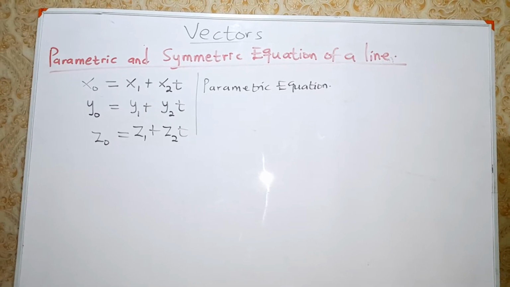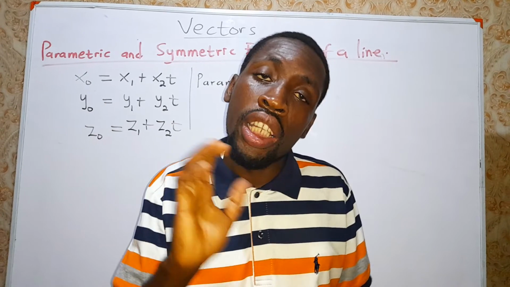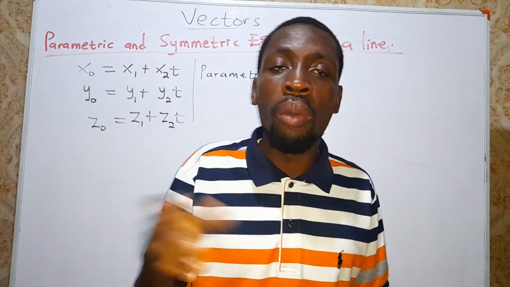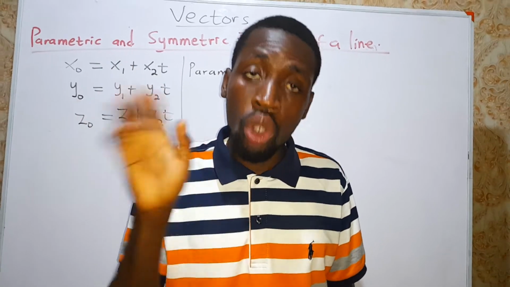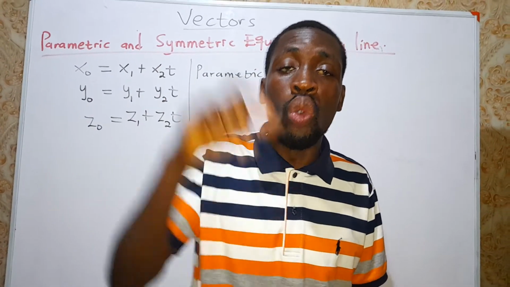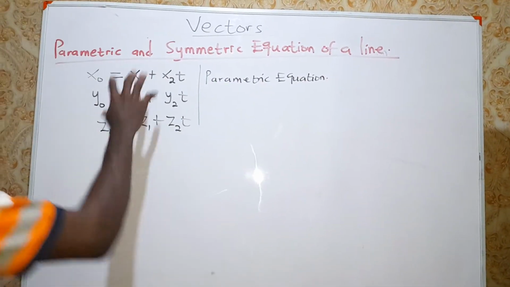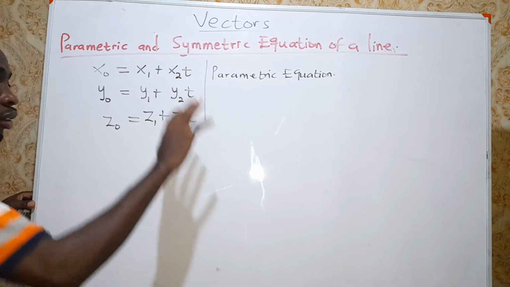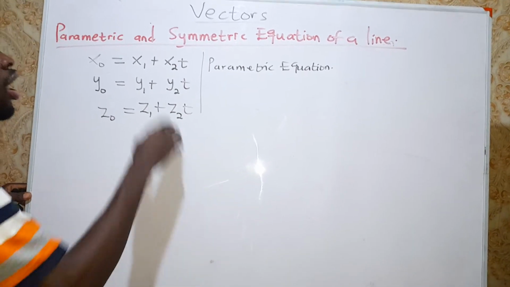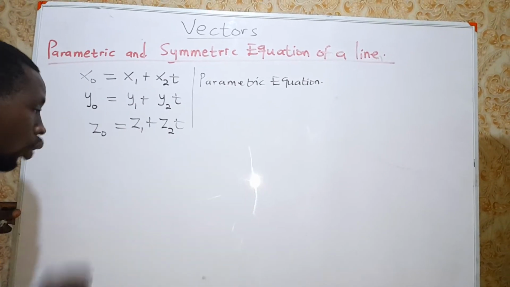So as I was saying, before you can find the parametric equation of a line, you need a vector equation. It is out of the vector equation that we develop the parametric equation. Also, before you can find the symmetric equation of a line, you need the parametric equation of the line. So now, from our vector equation, we're able to bring out this parametric equation. Now let's find how we can find the symmetric equation from the parametric equation.